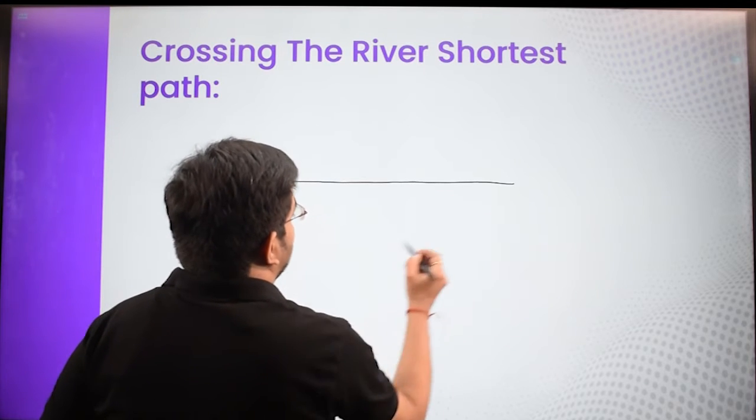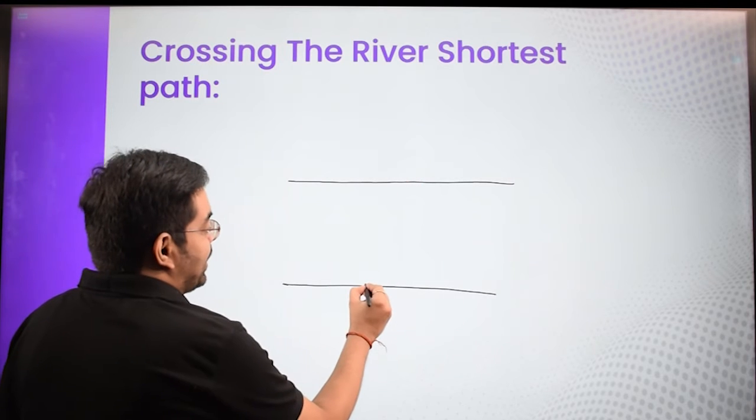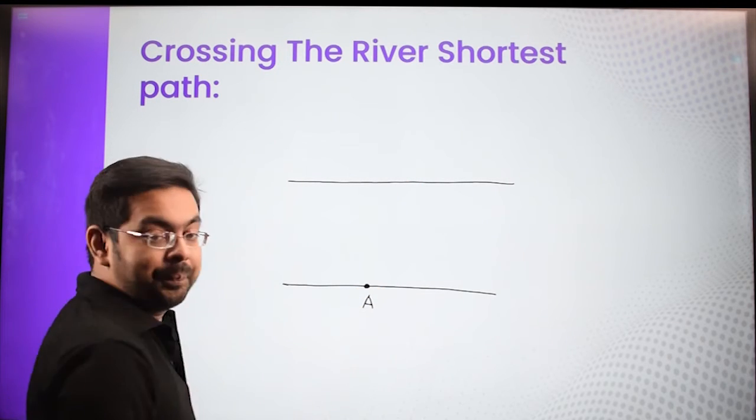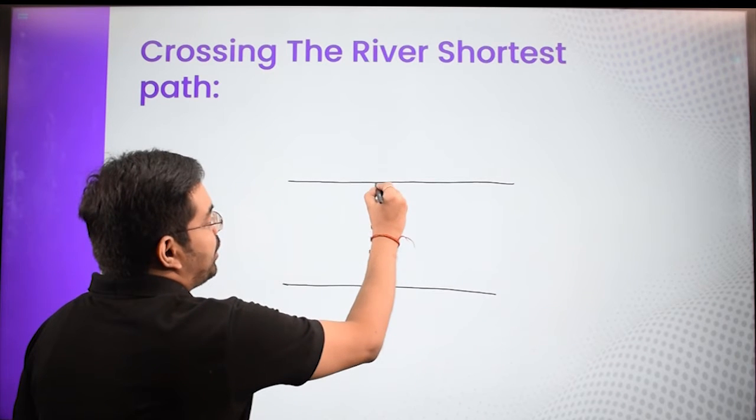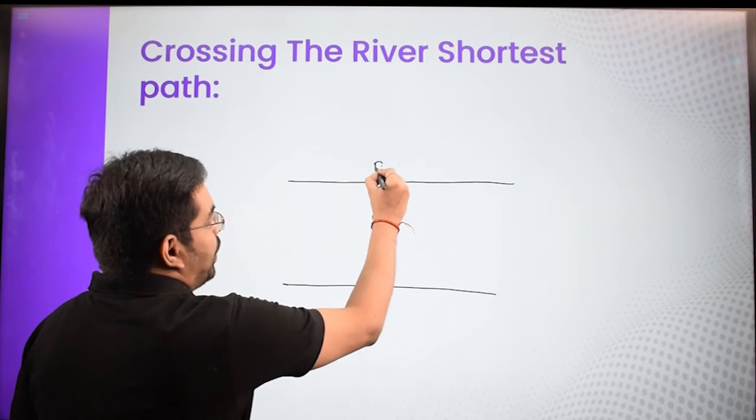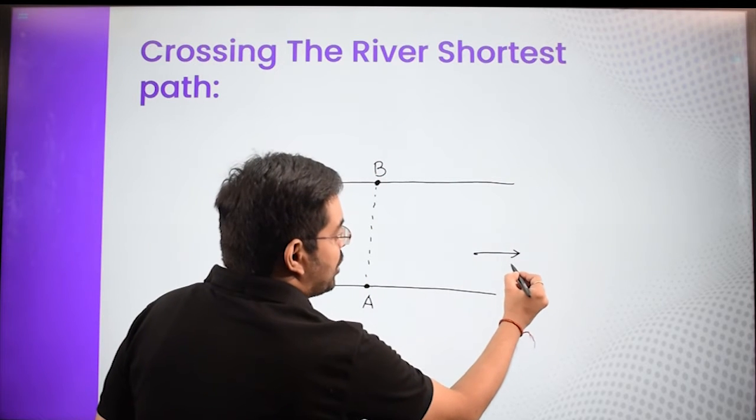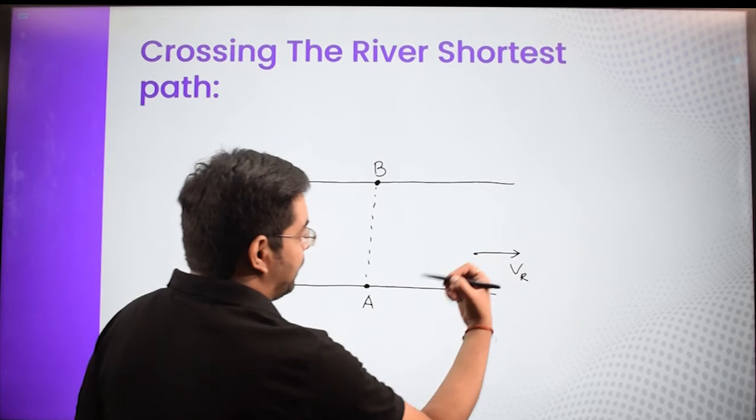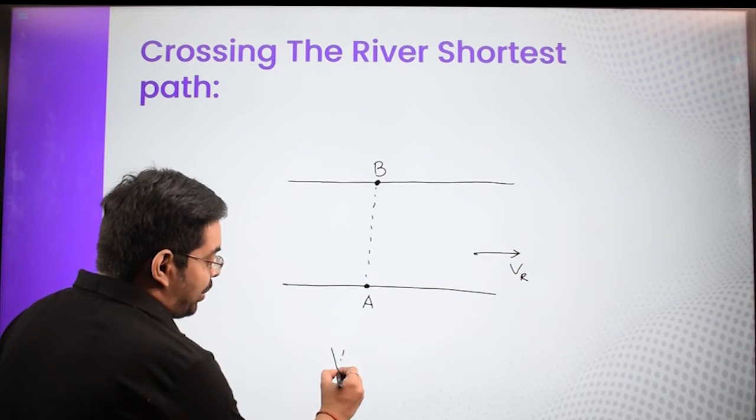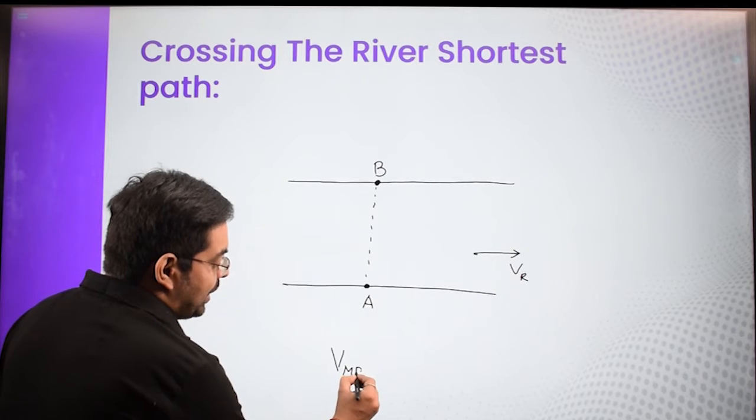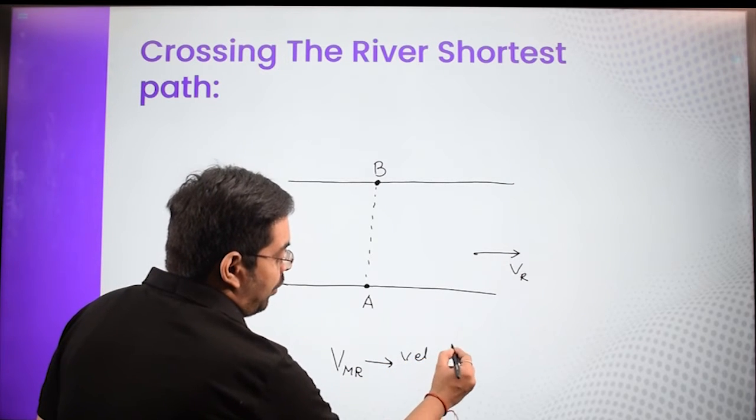Suppose there is a river. There are two banks, one and the other one, and there is a man, suppose at point A. He exactly wants to reach the opposite point on the other bank, which is point B. Also, the river is flowing with velocity Vr, and the man can swim at velocity Vmr, the velocity of man with respect to river.